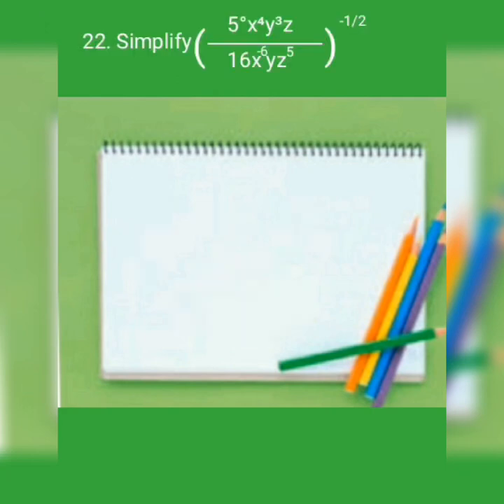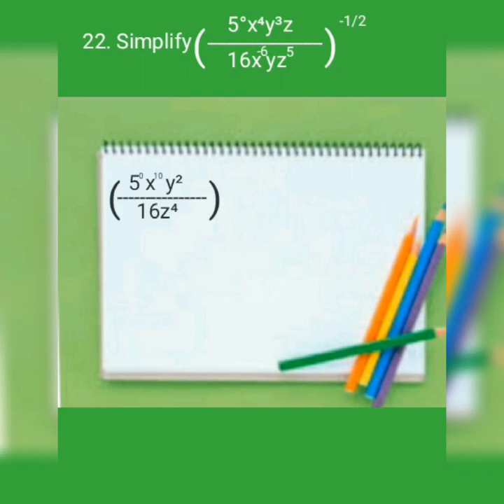Simplify, the quantity of 5 raised to 0 x to the 4th power y cubed z all over 16x raised to negative 6yz to the 5th power raised to negative 1/2. Following PEMDAS, simplify first the expression inside the parentheses.